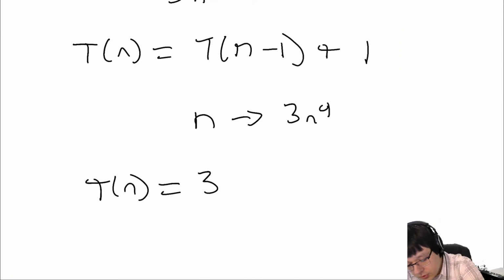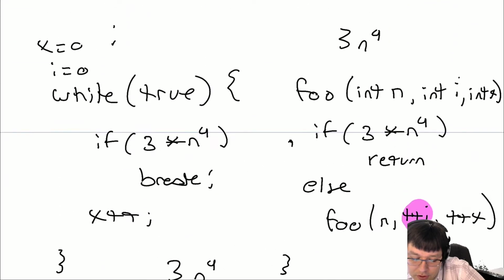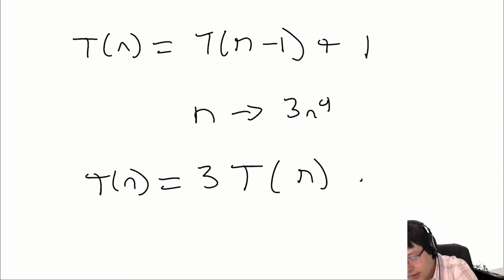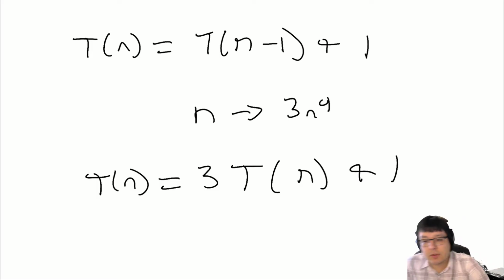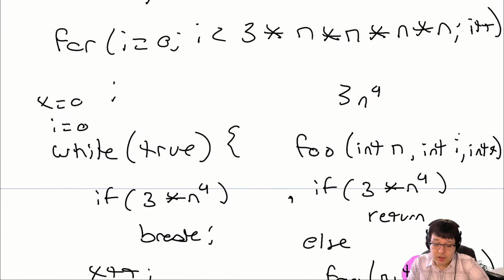T of n is equal to 3T of n, 3T of n or 4T of n? I think it would be 3T of n. Yeah, because you have 3 loops. Yeah, 3T of n, plus 1 probably. So there are different ways of doing this, but as long as you get the right answer, which is this, then you're okay.